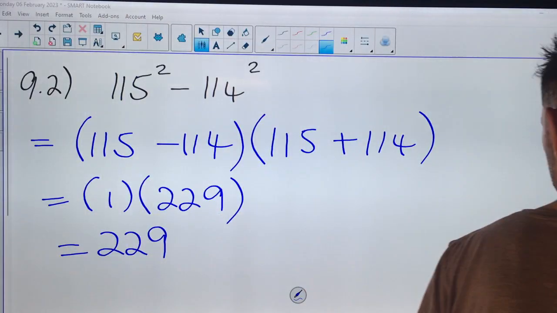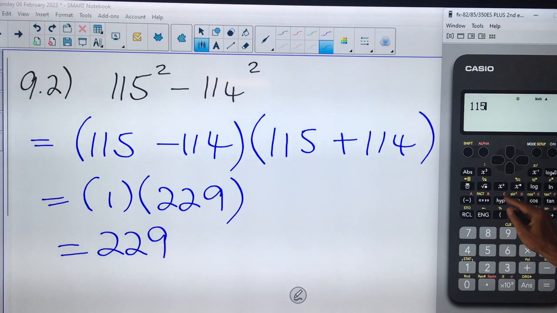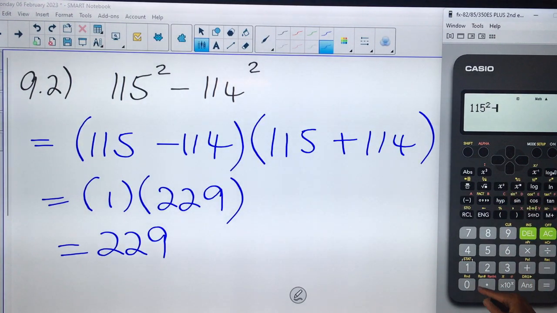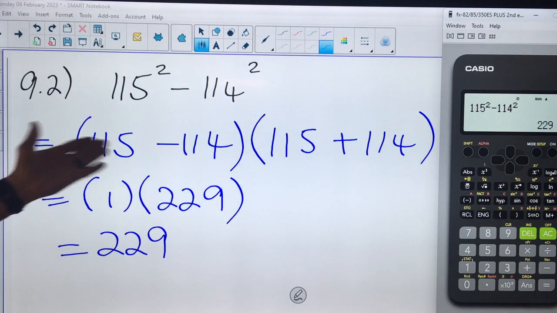Let's check it on the calculator. 115 squared minus 114 squared. Indeed the same answer. But you were not allowed to use the calculator. So how do they know if you use a calculator? If from there you just write down the answer, then you use the calculator, then you need to use this.